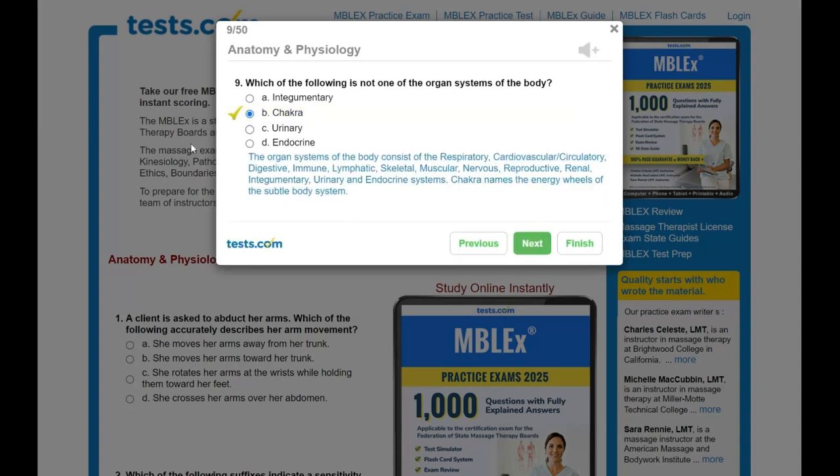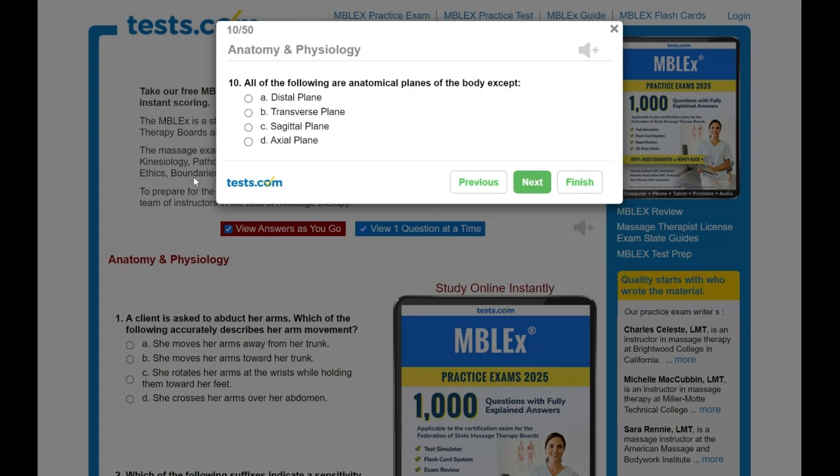B. Chakra. The organ systems of the body consist of the respiratory, cardiovascular circulatory, digestive, immune, lymphatic, skeletal, muscular, nervous, reproductive, renal, integumentary, urinary, and endocrine systems. Chakra names the energy wheels of the subtle body system.